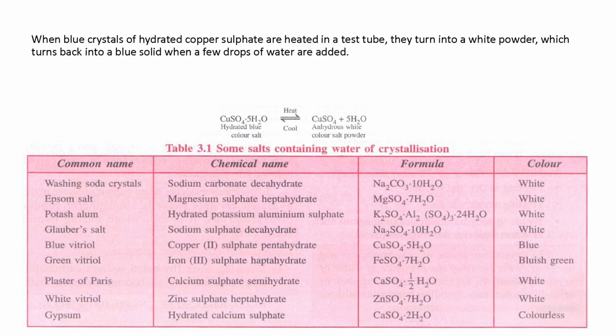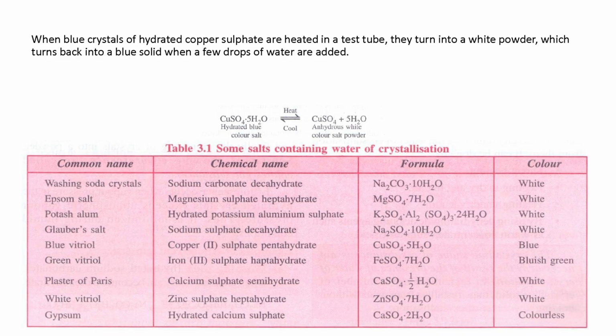So here are some salts containing water of crystallization, like washing soda. I have already told you earlier: what is the chemical name of washing soda? Sodium carbonate decahydrate, because the chemical name of washing soda is sodium carbonate and there are 10 molecules of water attached to it.